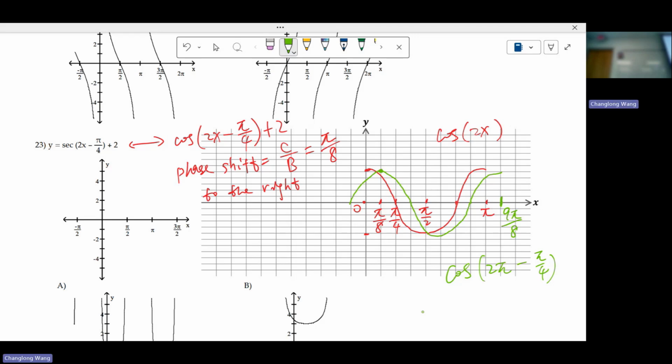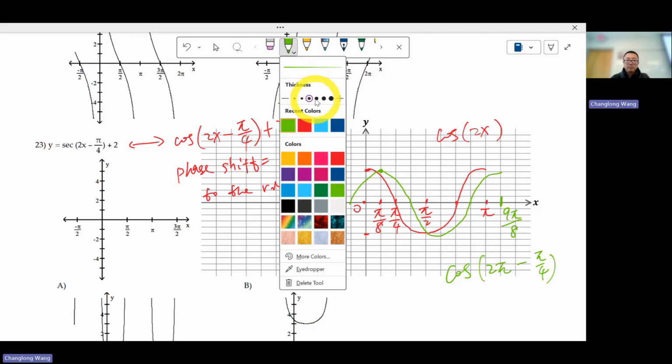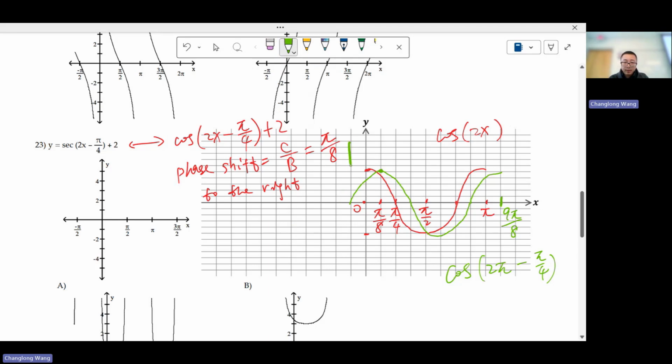But secant is the reciprocal of cosine. If cosine is 0, how much is secant? 1 over 0, right? How much is 1 over 0? It's either positive infinity or negative infinity. And that's why you just go ahead and find the x-intercepts of the reference function, and they will be the VAs. I have a VA here and here. One more here.